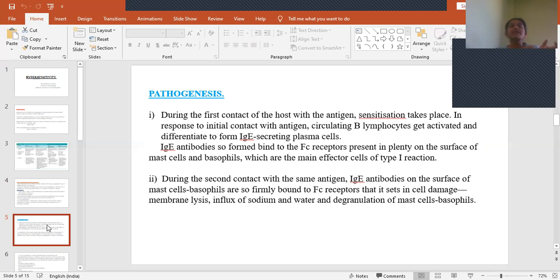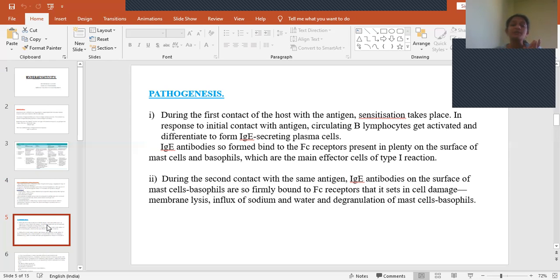So immediately when this antigen comes in contact with the host cells, what will happen first? Sensitization takes place. What do you mean by sensitization? That means identifying or recognizing that as an antigen. So in response to this contact with the antigen, what will our body do? It will release certain, whatever is already in the blood circulation, there will be B lymphocytes and T lymphocytes.